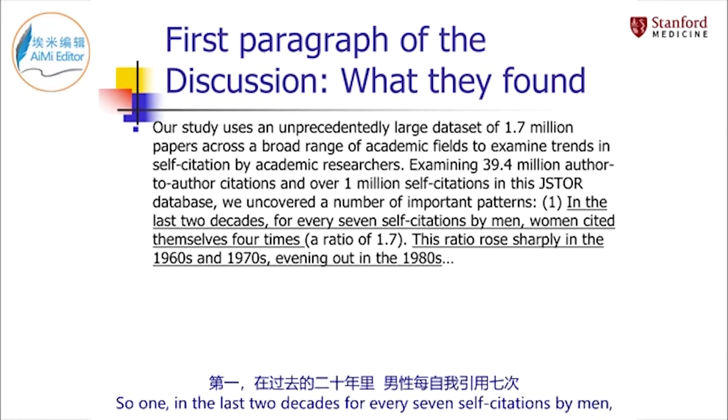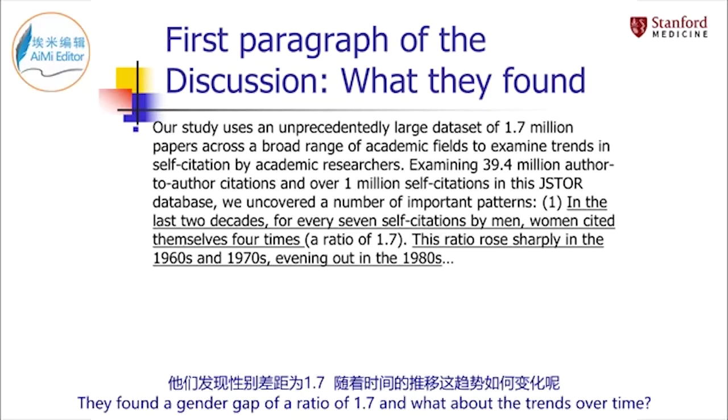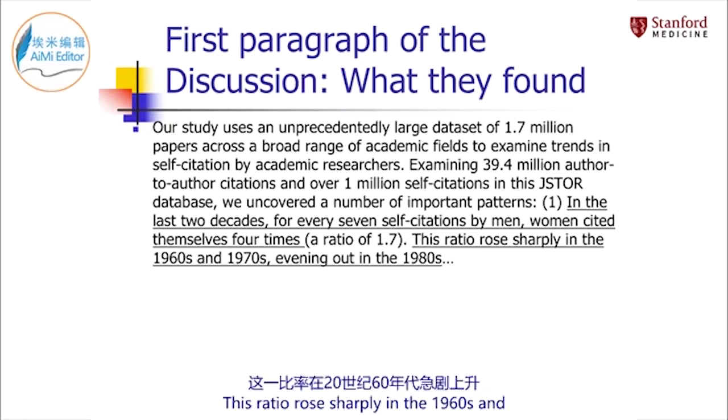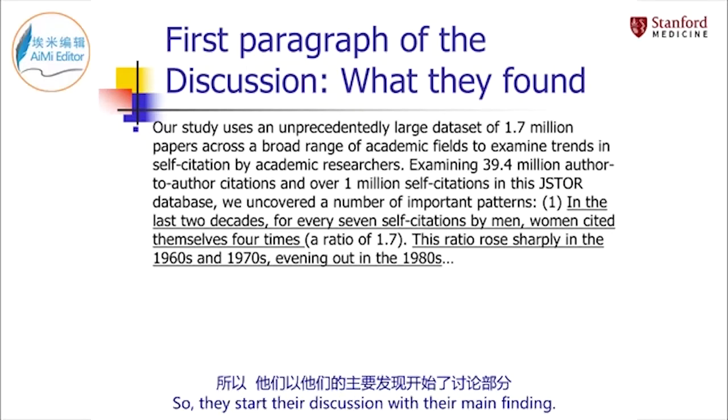So one, in the last two decades, for every seven self-citations by men, women cited themselves four times, a ratio of 1.7. So how big was the gender gap? They found a gender gap of a ratio of 1.7. And what about the trends over time? This ratio rose sharply in the 1960s and 1970s and then sort of plateaued in the 1980s. So they start their discussion with their main findings.